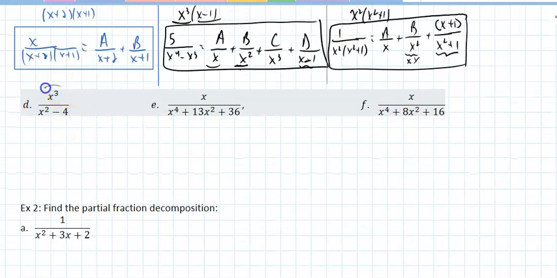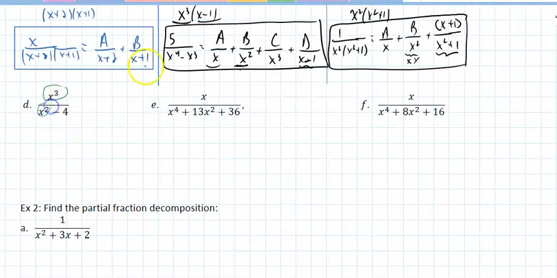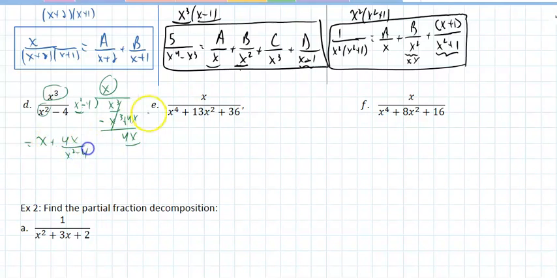We notice this power is greater than this power. So before we proceed, we need to use long division. We can only use this method if this is a proper fraction. x cubed divided by x squared is x. That's x cubed minus 4x. Subtract. 4x divided by x squared, well, that's less, you're done. So that would be x, and the remainder is 4x over x squared minus 4.